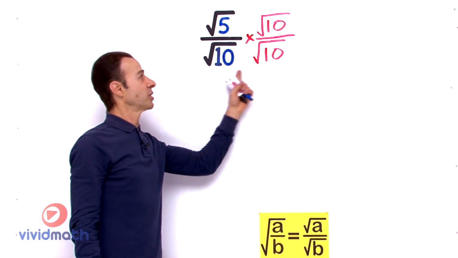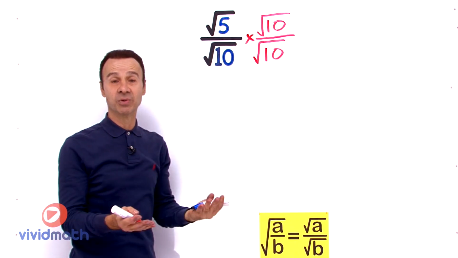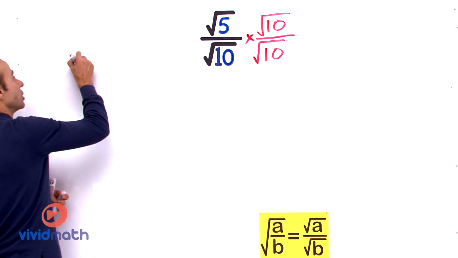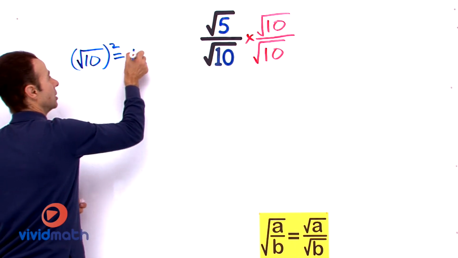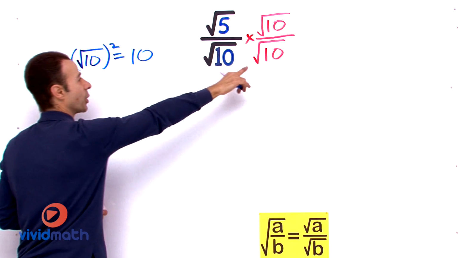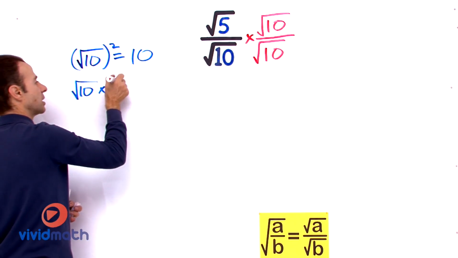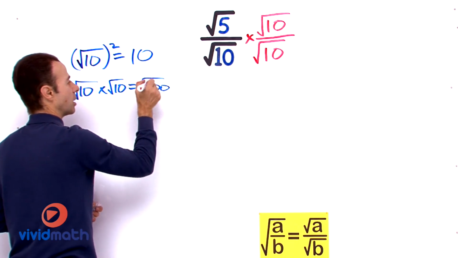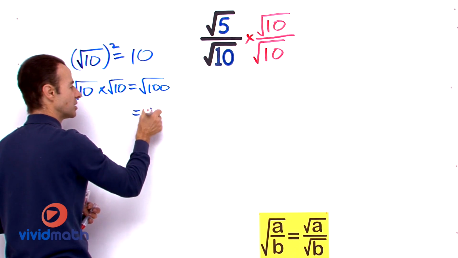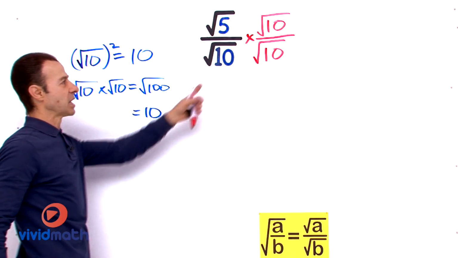Now, the good news with the denominator is if we multiply by itself, we end up getting a rational number. So, for example, the square root of 10 all squared equals 10. That's rational. That's what we want to get there. Another way of thinking about it is root 10 times root 10. That equals root 100. And root 100, the square root of 100, is 10. Again, it's a rational whole number. There's no house on it. And that's what we want to do here.